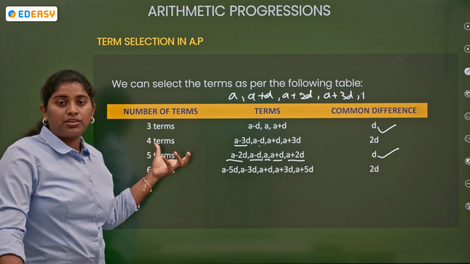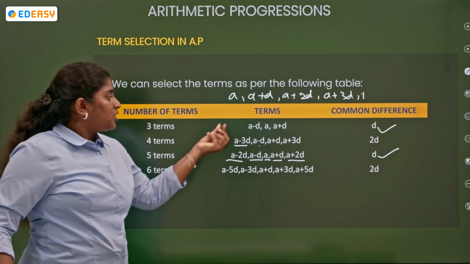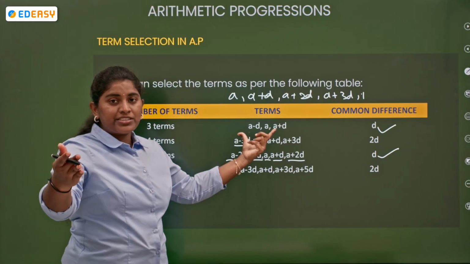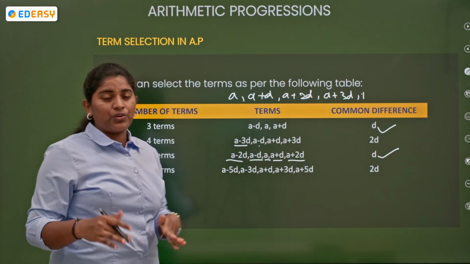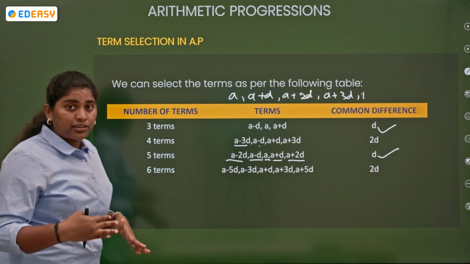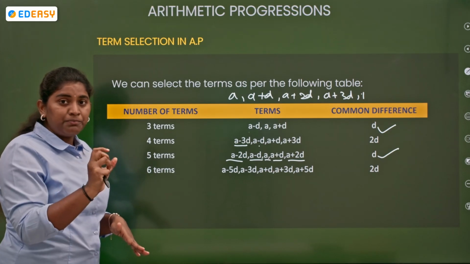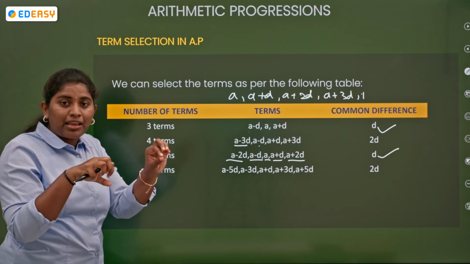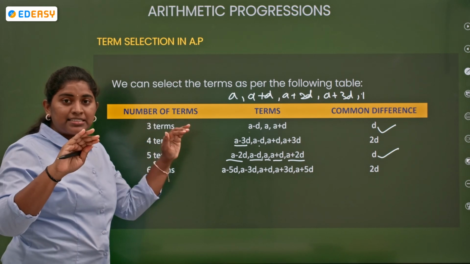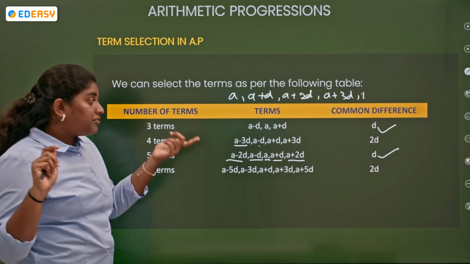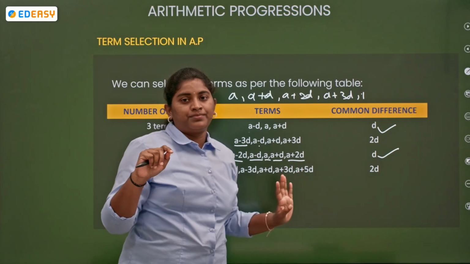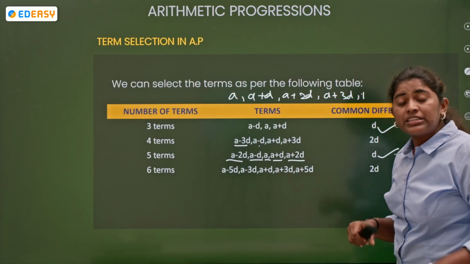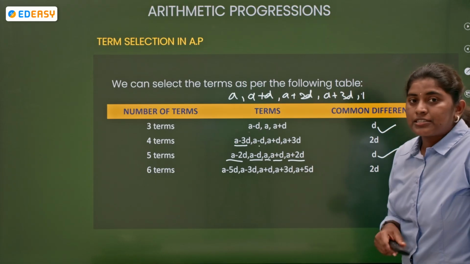Based on the number of terms. As I want 3 terms, I take the first term, a, and add plus d and subtract d. Coming to 4 terms, I skip the middle term, meaning I skip the first term and take a minus d, a plus d, a plus 3d and a minus 3d, with a common difference of 2d. So this will help you find the common difference or the first term if the calculation is needed.